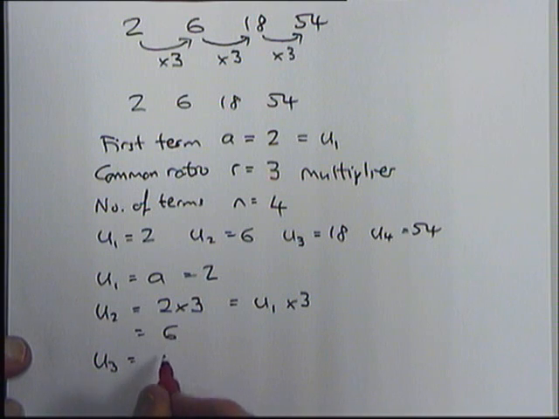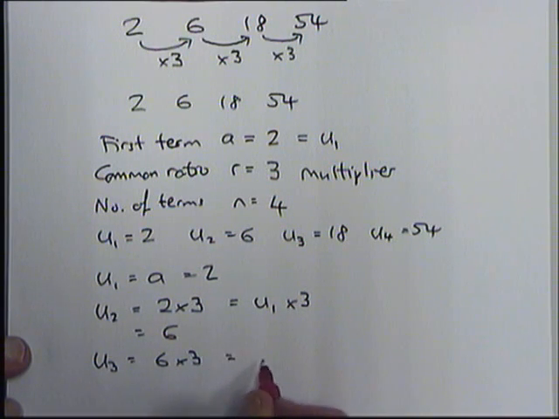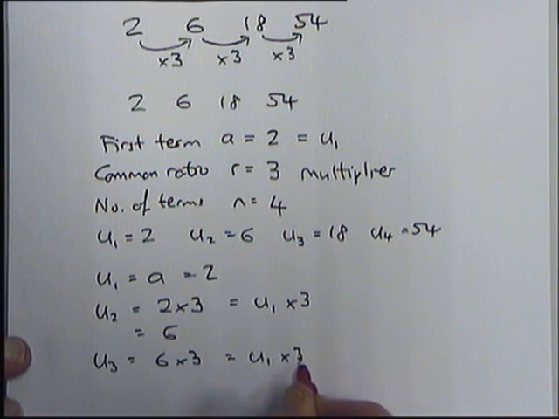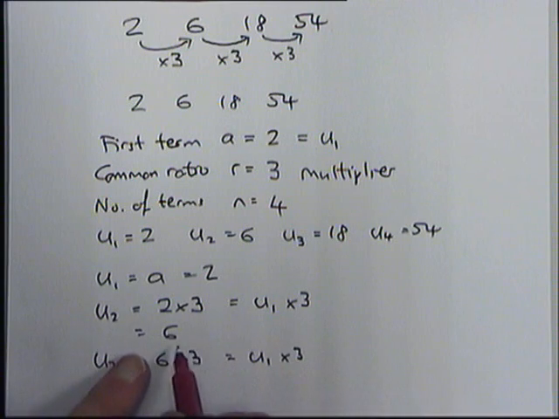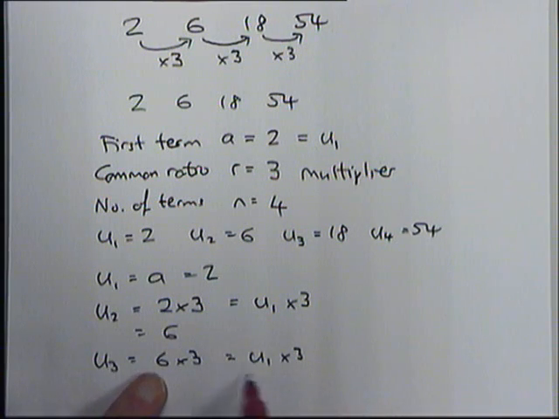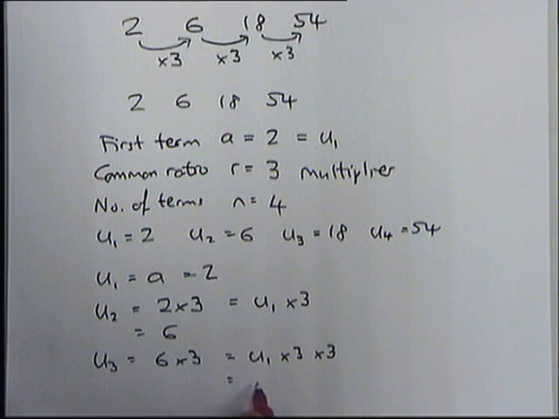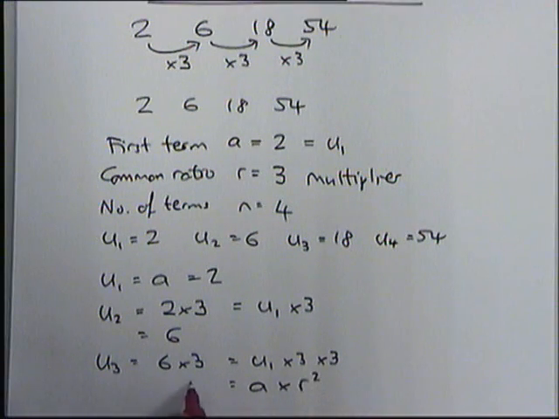What do we do to get the third term? Well, we times the 6 here by 3. So that was the first term, U1, times by 3, because that's what the second term was. That effectively is my 6. And then that has been times by 3 as well. So that is the first term times by the common ratio squared. And that is my U3.